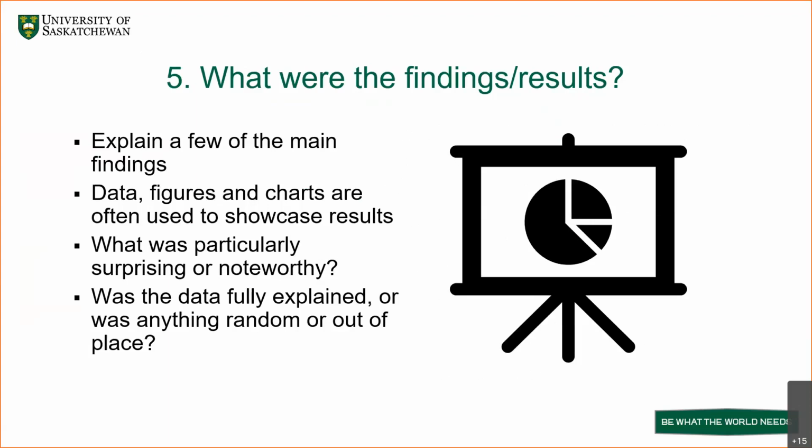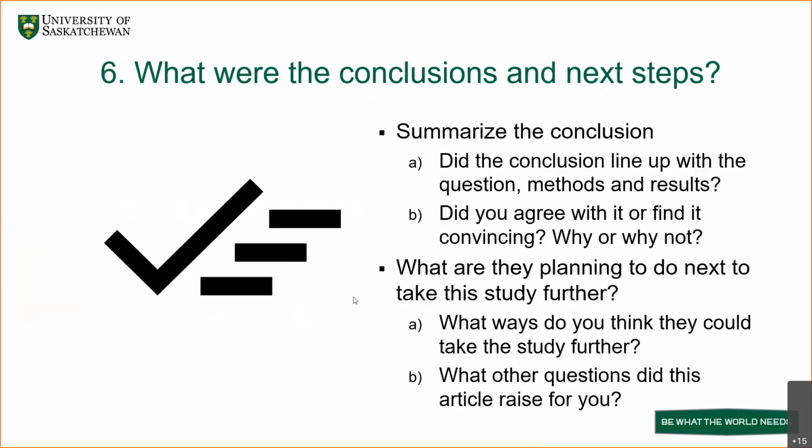And then was the data fully explained, or was there anything that you didn't understand or was random or out of place? So these are some, again, that really active reading is full of questions. That's what active reading looks like. And then conclusions, next steps. When you're doing your summary, and often I will do this, in fact, we were asked to do this when I was doing my PhD, that every article or book that we read, we did an individual review of each one, and it was a really great exercise in order to really make sure that we understood the particular article or the book. And so these are the steps that I went through, which is why I'm showcasing them too.